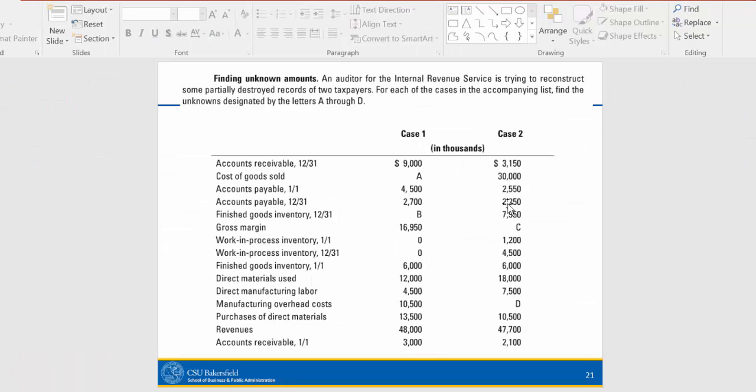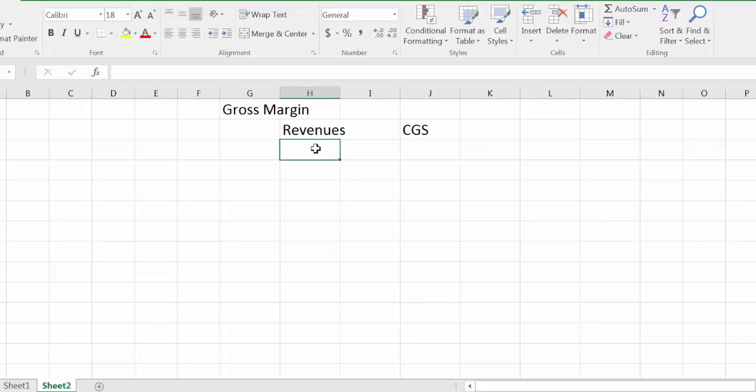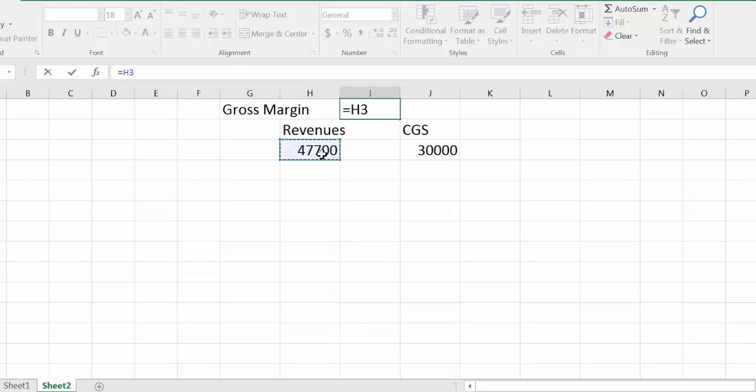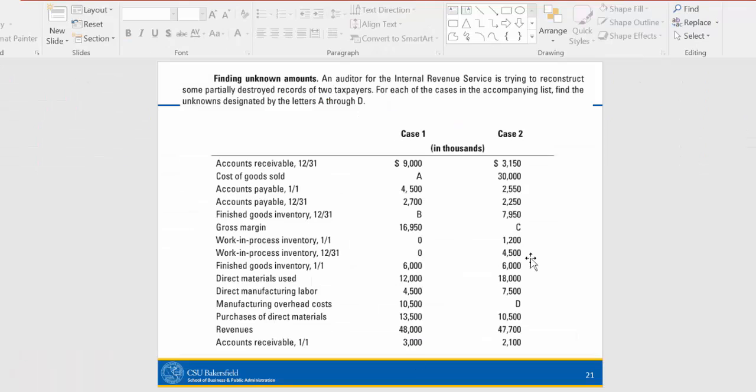If you look at the slide, do we have CGS? Yes. Do we have revenues? Yes, we have both of them. So the question is quite straightforward. All we have to do is use revenues minus CGS. The revenue value is $47,700. The CGS is 30,000. So the gross margin is just the difference between the revenues and the CGS. Let me do that. I'm going to put that in red and highlight. This is answer C. Okay, C is fixed.